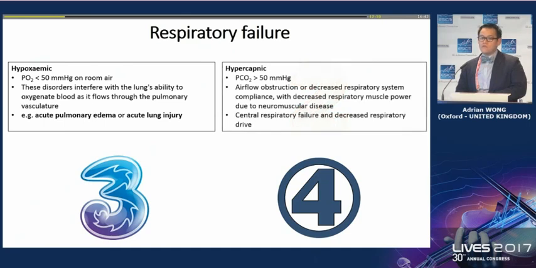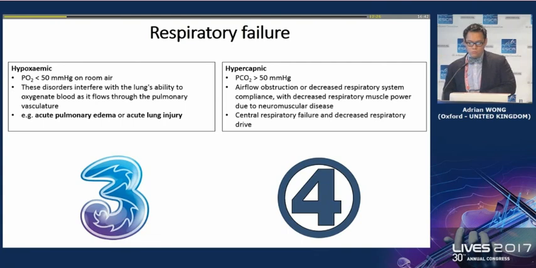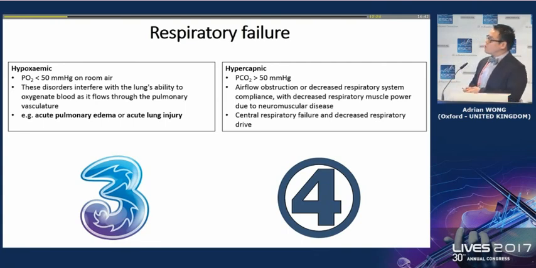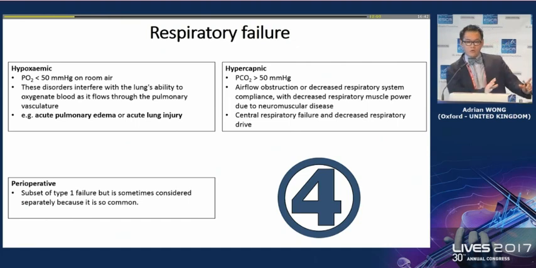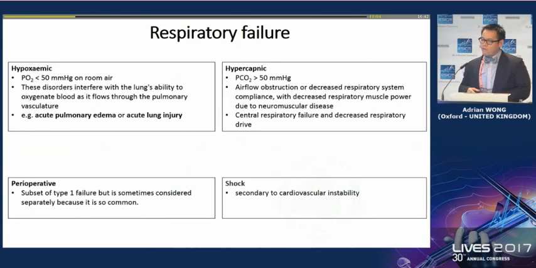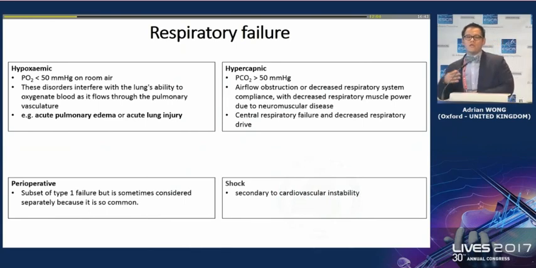Type 2 respiratory failure, so this is a low oxygen saturation in conjunction with a high CO2, and there are a couple of causes there. Type 3, which is the one that I think most people may not be aware of, it's the perioperative respiratory failure, which is usually a subset or combination of the other types. But because it is fairly common, it sometimes is put into a category on its own. And finally, type 4, which is secondary to cardiovascular insufficiency or instabilities.